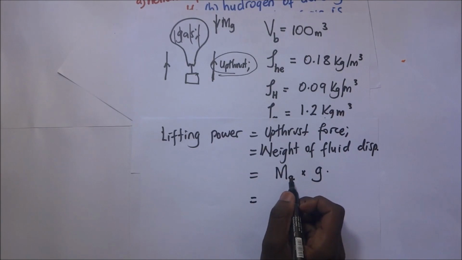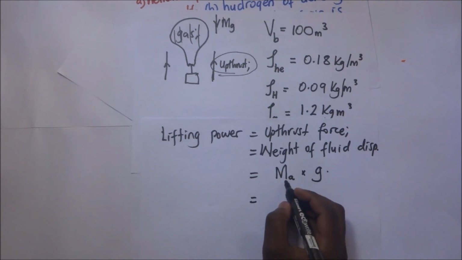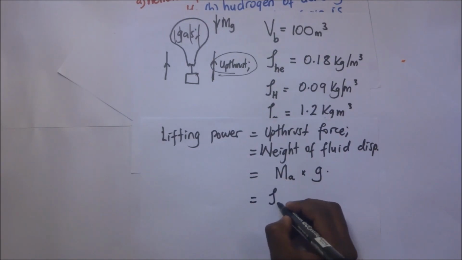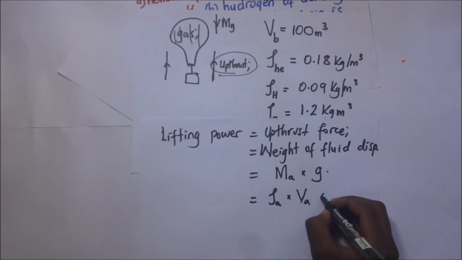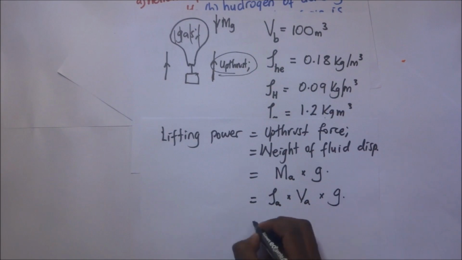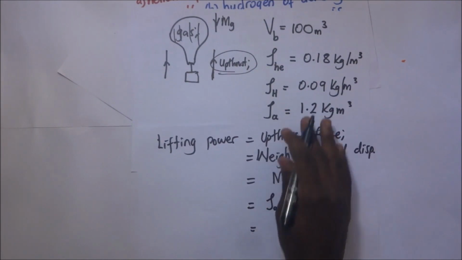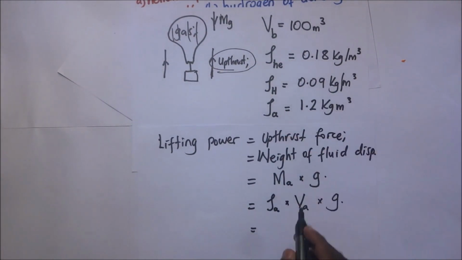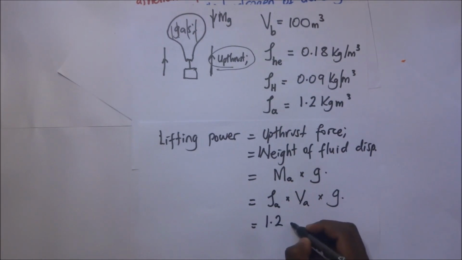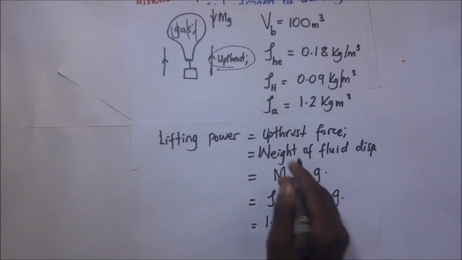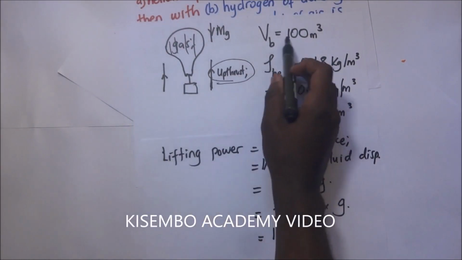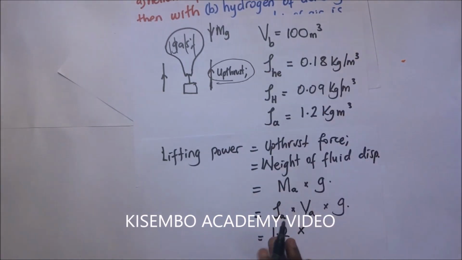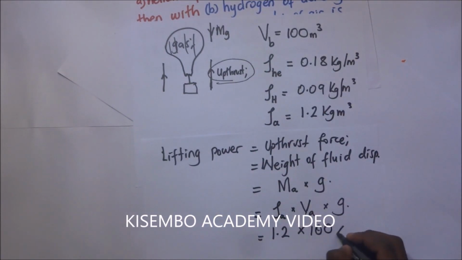What's the mass of the air? Mass of air is given by density of air, multiplied by the volume of air, then multiplied by the gravity. And of course, the density of air, according to our question, is 1.2 kilograms per meter cubed. Multiply that by the volume of the air. The volume of the air that has been displaced is equivalent to the volume of the balloon, which is 100. Multiply that by our gravity.